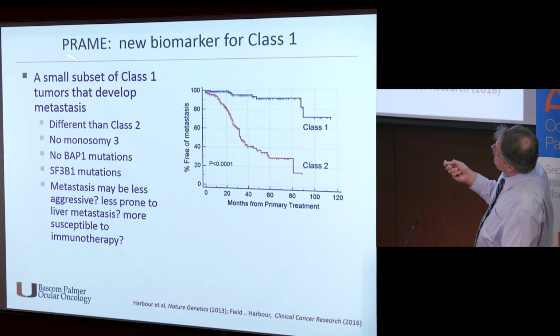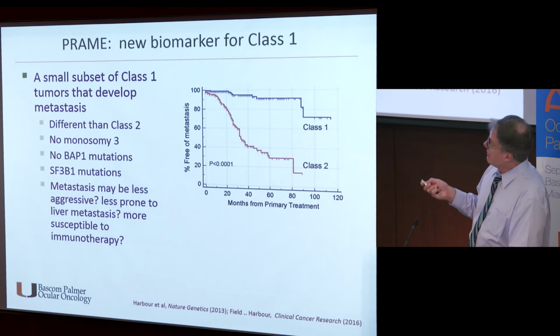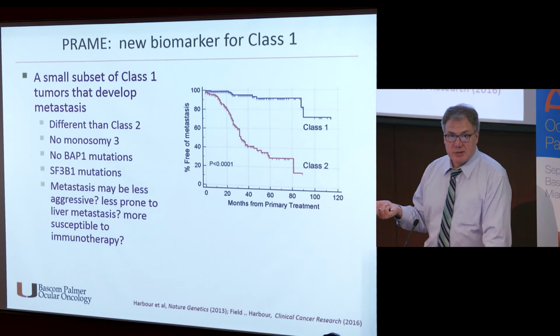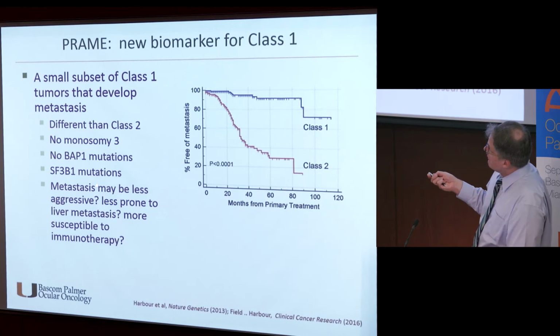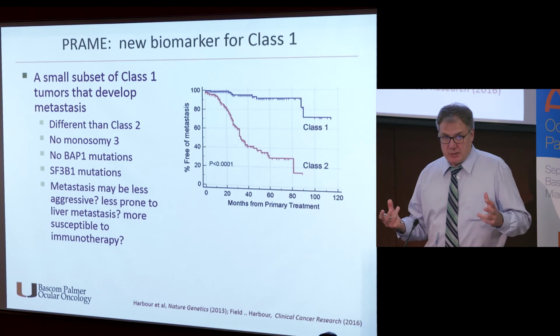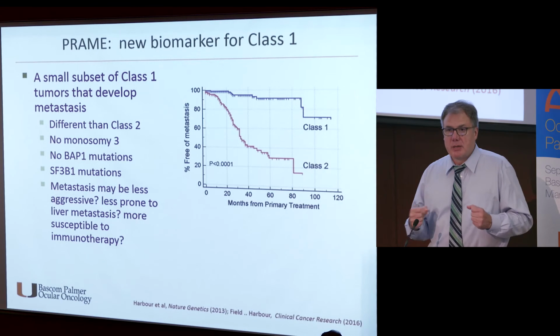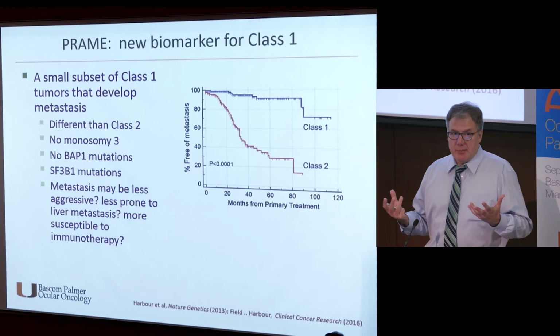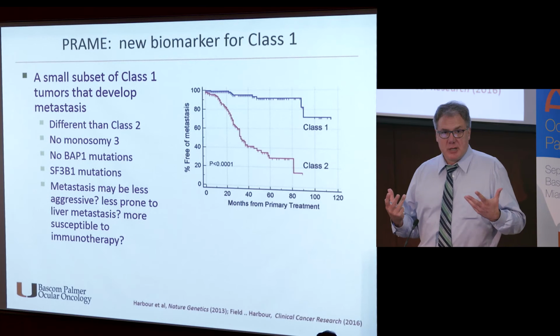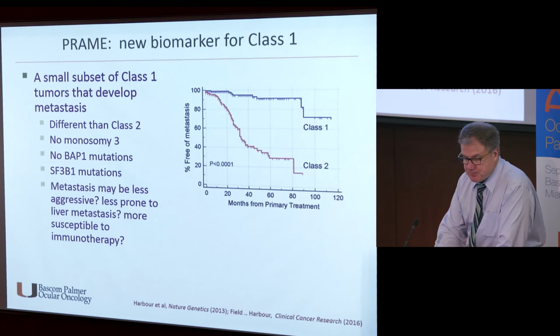And that subset of class 1 patients, they're not class 2. They don't have monosomy 3. They don't have BAP1 mutations. They have mutations in another gene that we discovered called SF3B1 that I'll talk a little bit more about. And there's some suggestion that at least in some patients, their metastasis may be different. They seem to be less likely to go to the liver. They still often do, but less predominantly. They may be more amenable to immunotherapy. So this is still an outstanding question, but it's new information that we can start to look into, and I'll explain a little bit more about that.